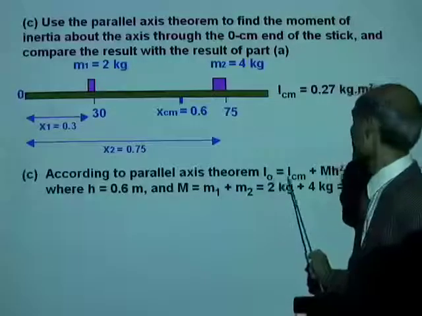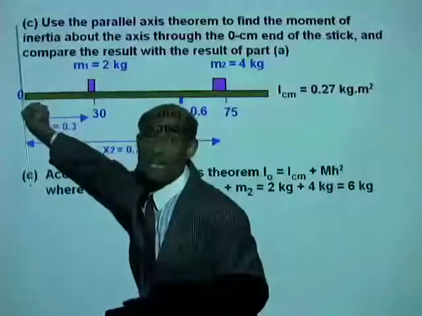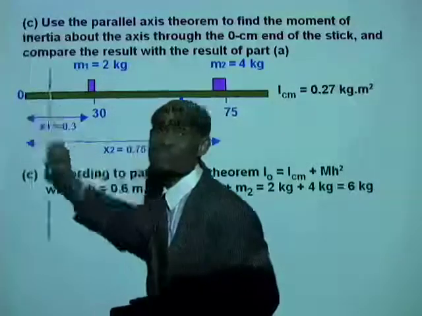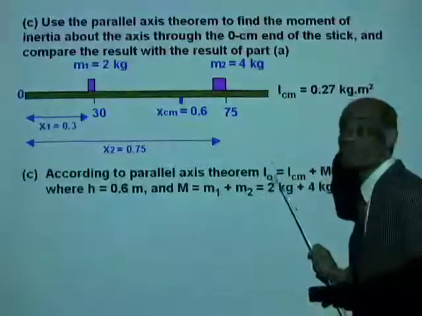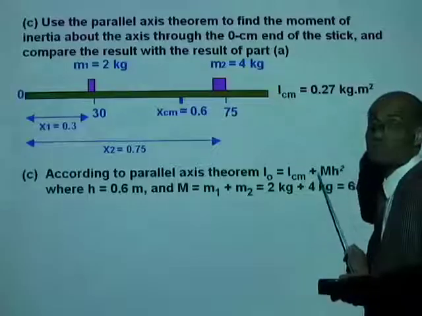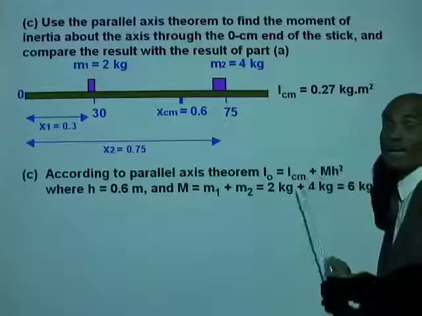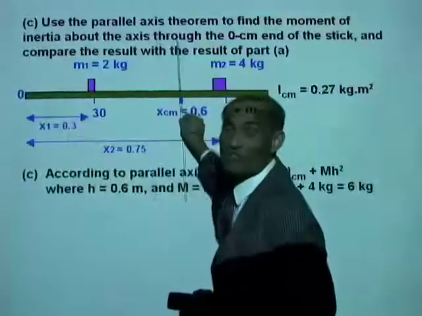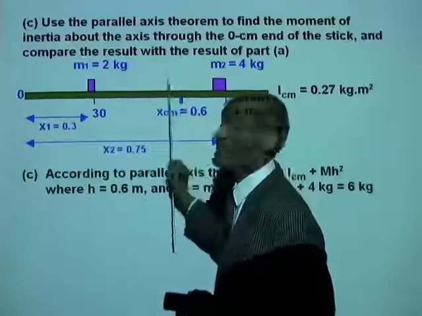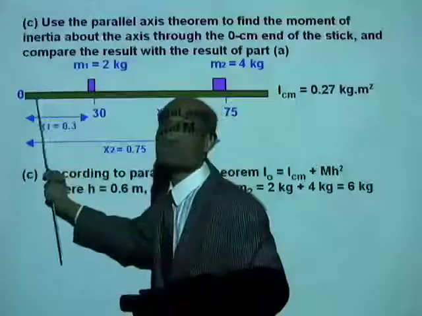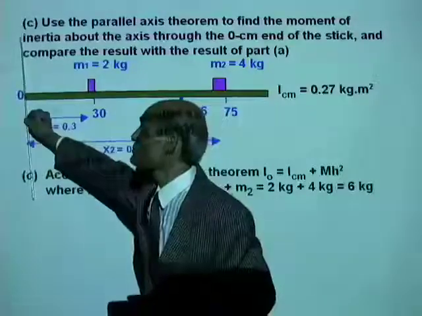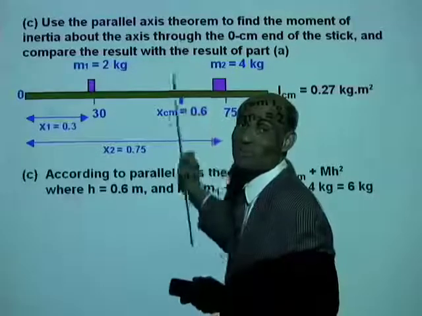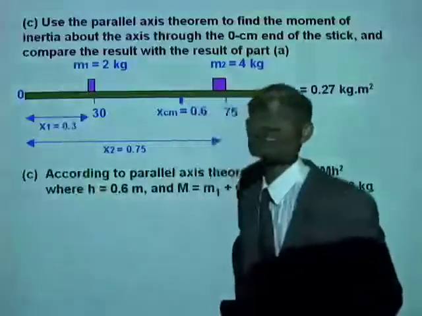I0 stands for the moment of inertia of these two objects about an axis through the 0 centimeter mark. I0 equals I center of mass plus M h squared, where h is the distance of this axis from the axis that passes through the center of mass. And tell me, what is that distance here? What is the distance between an axis that passes through the 0 centimeter mark and the axis that passes through the center of mass? That h equals 0.6.